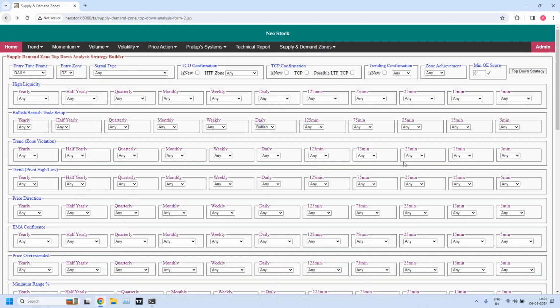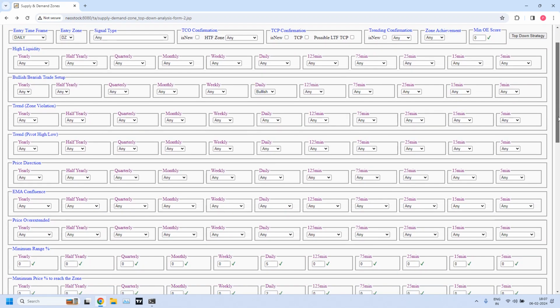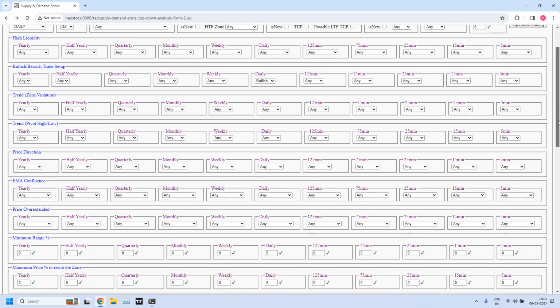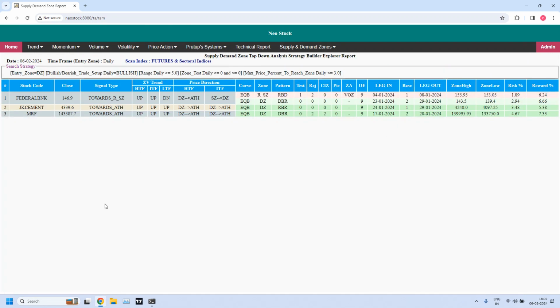So now let us increase the percent to 3%. Within the 3% to the demand zone, are there any stocks? Let us try to find. I'm changing the 2% to 3% maximum. Now let us filter the stocks. See, now 3 stocks are filtered. Within 3% of the demand zone, we have 3 stocks: Federal Bank, JK Cement and MRF.